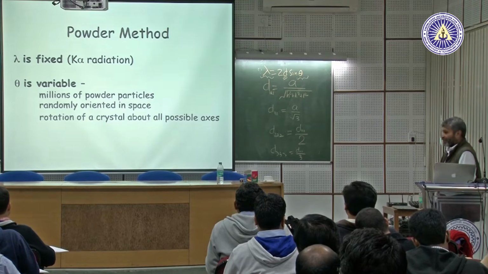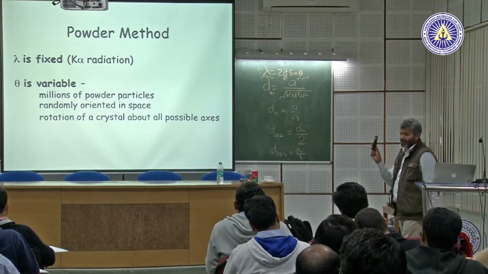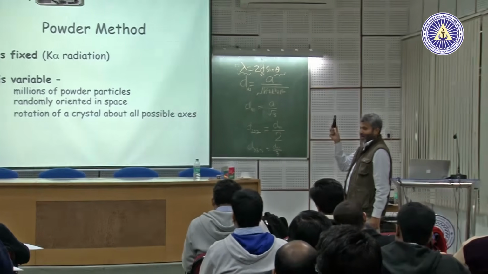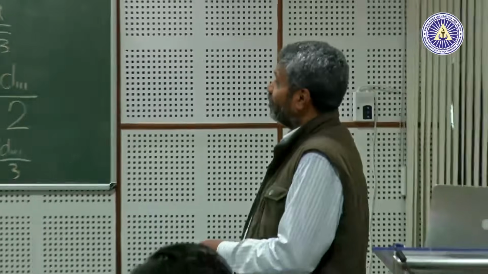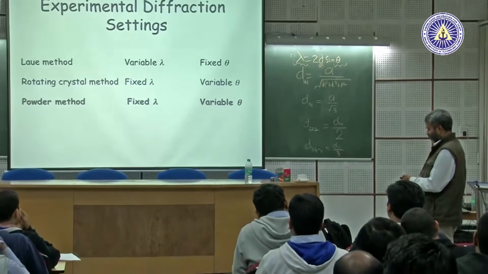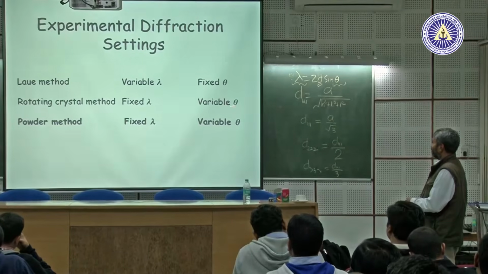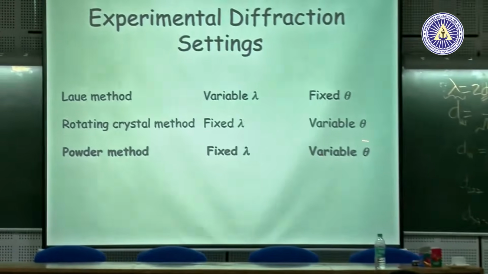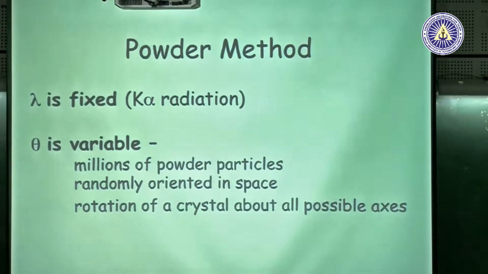In the rotating crystal method, there is a fixed axis of rotation. There is only one axis about which the crystal is rotated, but in the powder method it is rotated about all possible axes. So, in the rotating crystal method there is variable theta but about one axis. Here, variable theta about all possible axes.